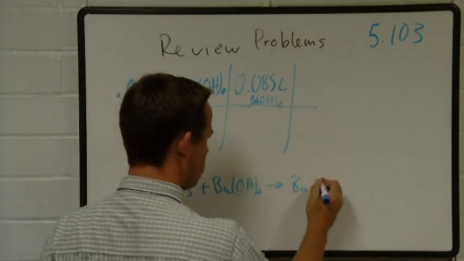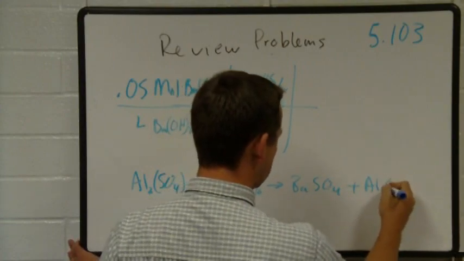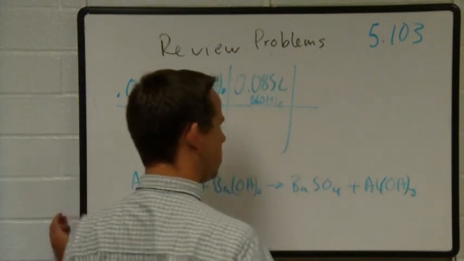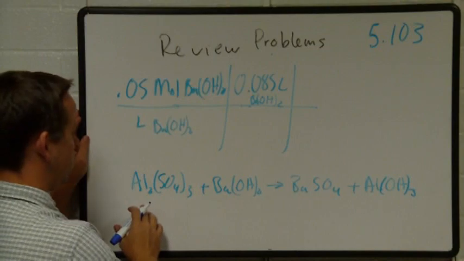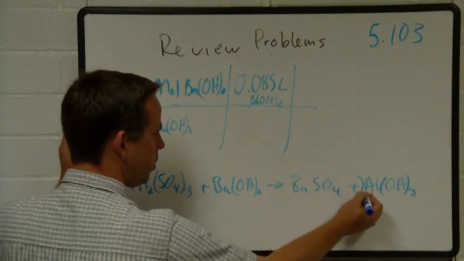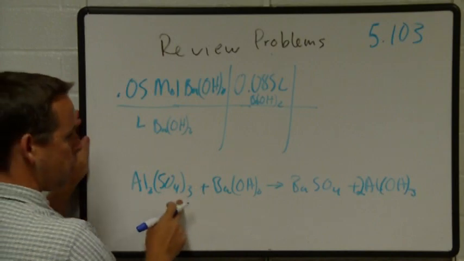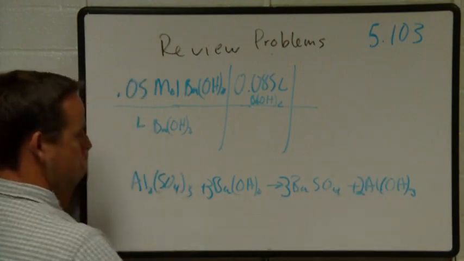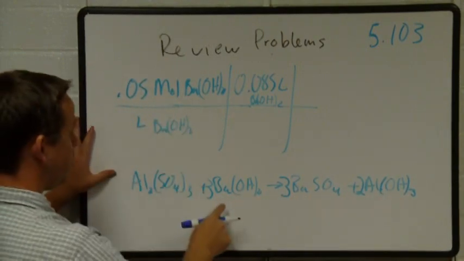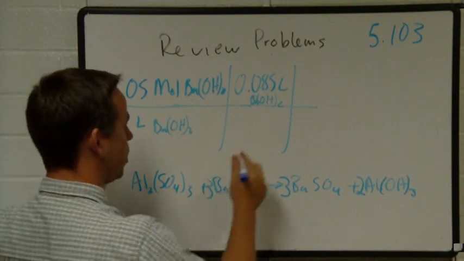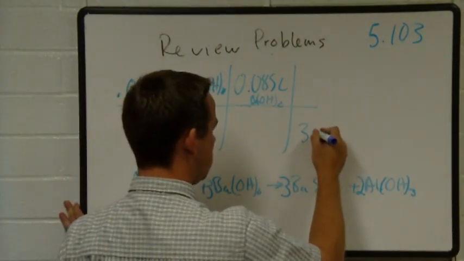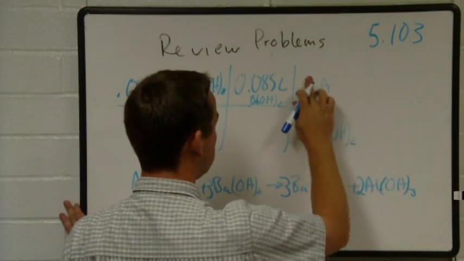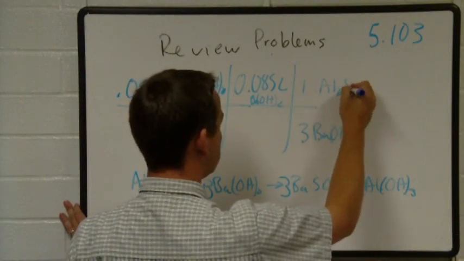Product is barium sulfate and aluminum hydroxide, Al(OH)3, right? All right, so we are going to get 2 of these aluminums because we started with 2 here. 3 sulfates, so we needed 3 there, and we needed 3 here. And that gives us our 6 hydroxide ions. Okay, so for every 3 moles of barium hydroxide, we consume 1 mole of aluminum sulfate. So there's 3 barium hydroxides for every 1 aluminum sulfate.